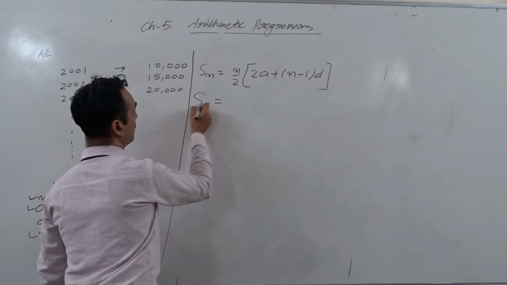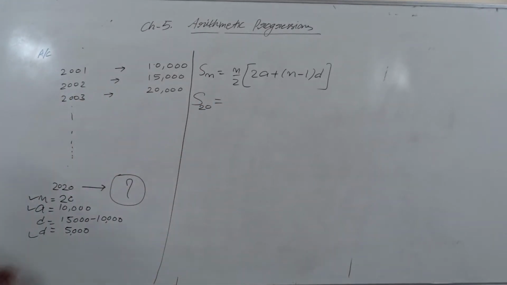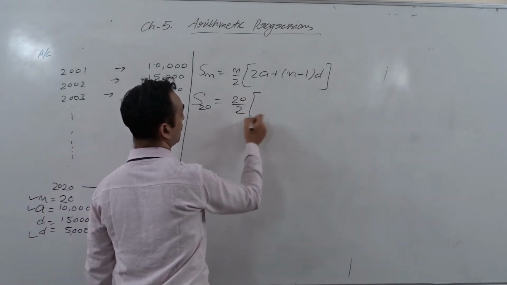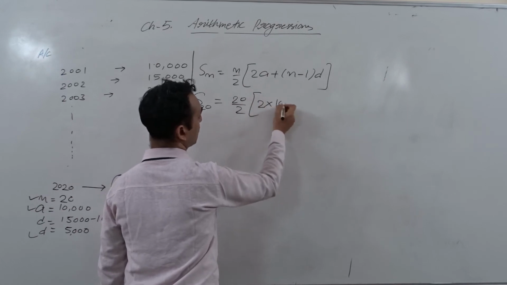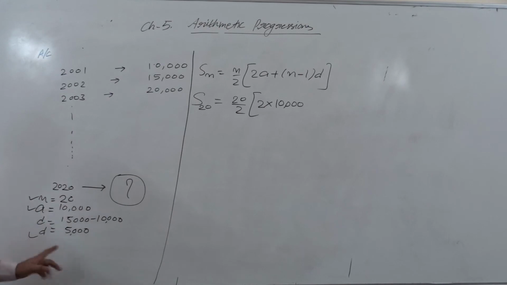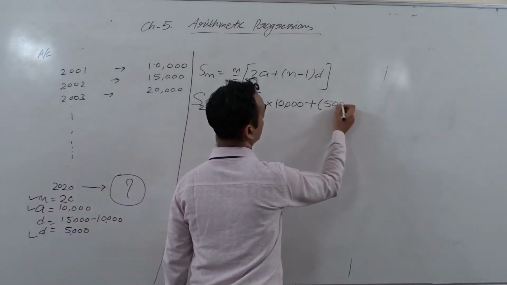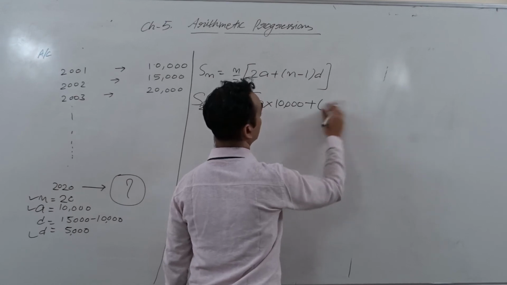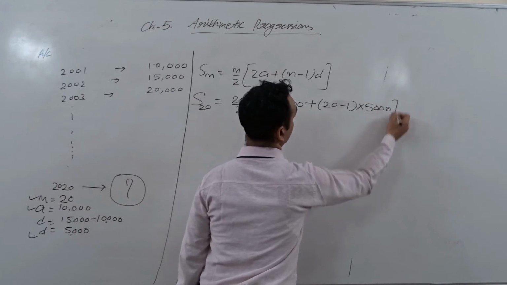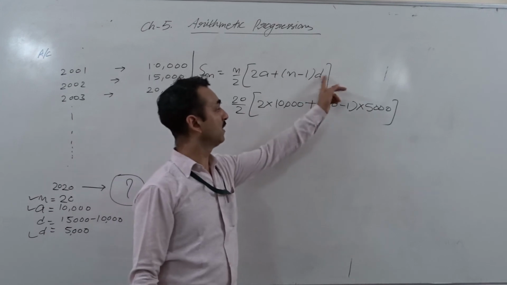Now we put the values. n is 20, so we are going to find S20. What is a? 10,000. n is 20 upon 2, 2 into a, where a is 10,000. What is d? d is 5,000. n is 20 minus 1, into 5,000. So a is 10,000, n is 20, d is 5,000.